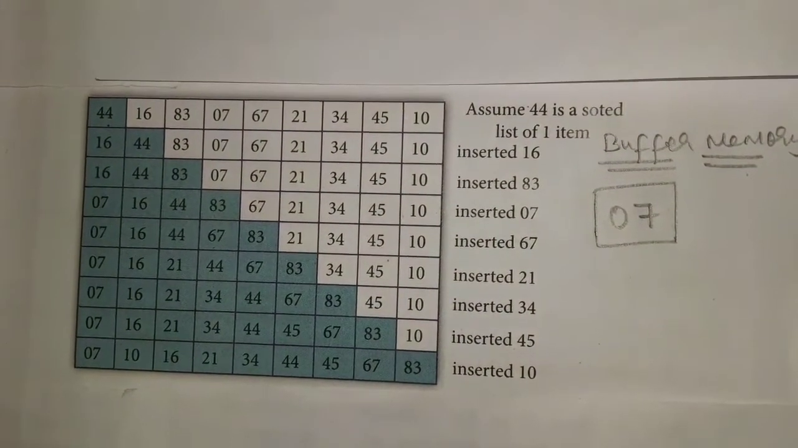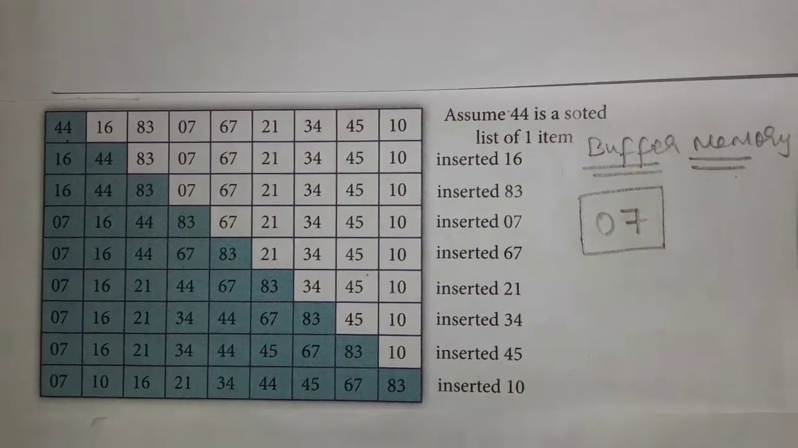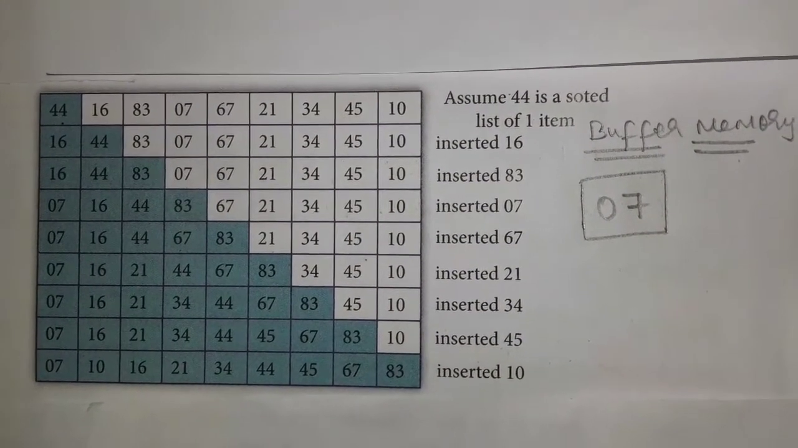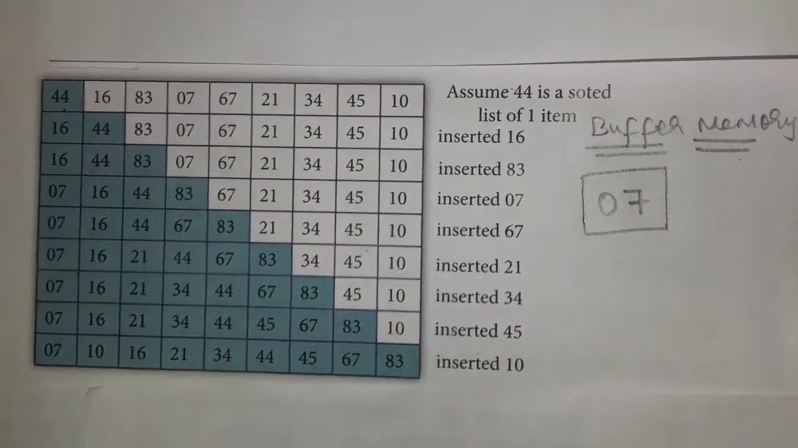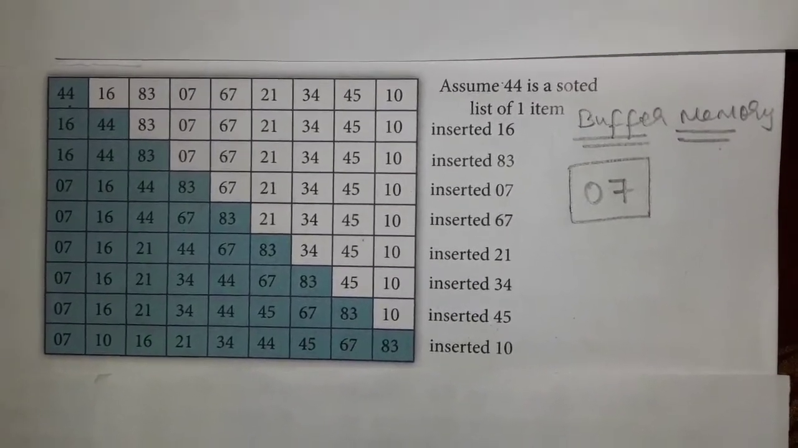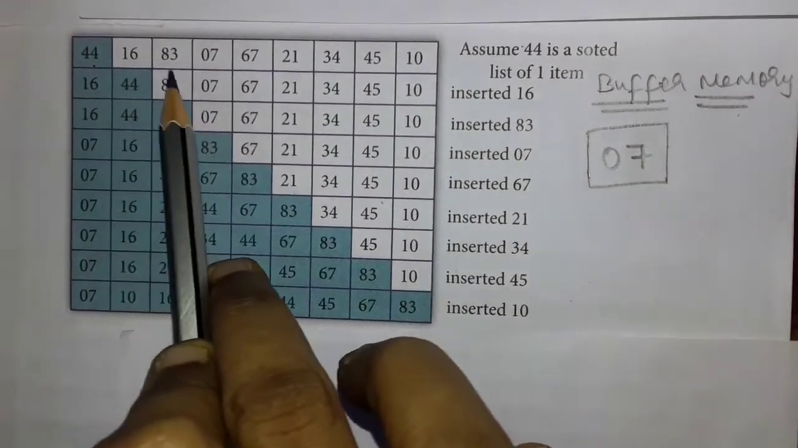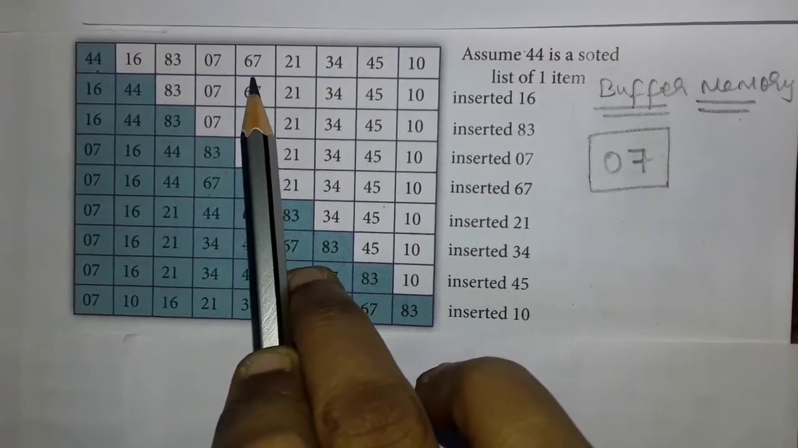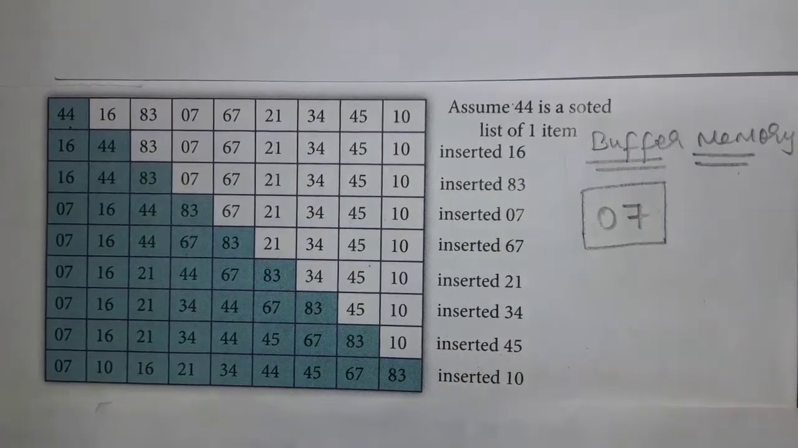Third one is insertion sort. Here insertion sort is searching for the smallest element and placing that in the correct position. That is your insertion sort. So let us see an example for this. See these elements. We have 44, 16, 83, 7, 67, 21, 34, 45 and 10.